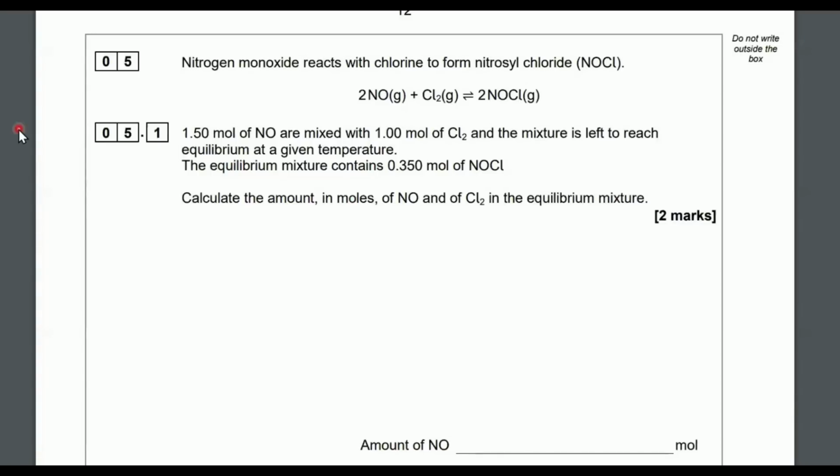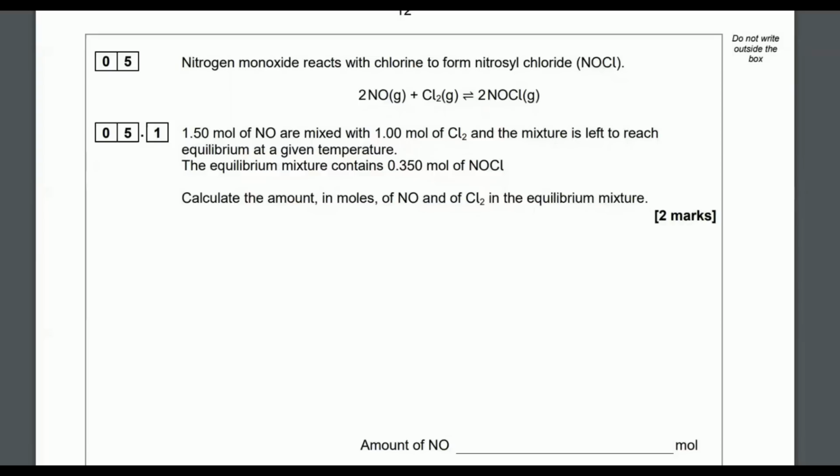Question 5. Nitrogen monoxide reacts with chlorine to form nitrosyl chloride, NOCl. The equation for this is 2NO gaseous plus Cl2 gaseous, reversible symbol, 2NOCl gaseous. 5.1, 1.50 moles of nitrogen monoxide are mixed with 1 mole of chlorine, and the mixture is left to reach equilibrium at a given temperature. Now, the equilibrium mixture contains 0.350 mole of NOCl, which is nitrosyl chloride. Calculate the amount in moles of NO and Cl2. They're the reactants in the equilibrium mixture.